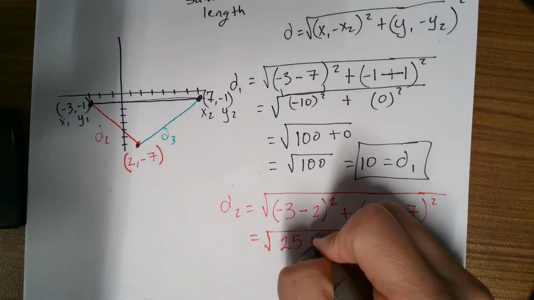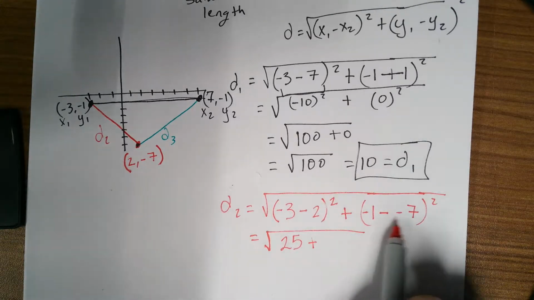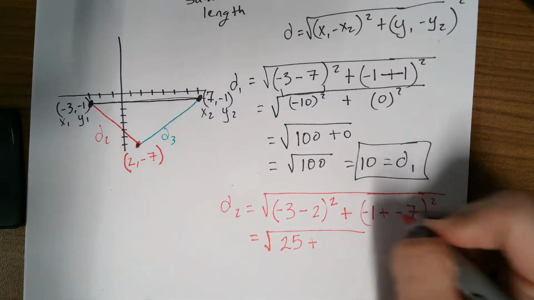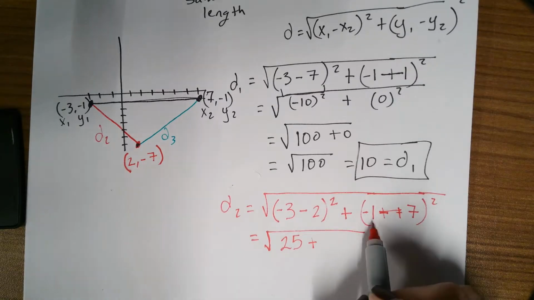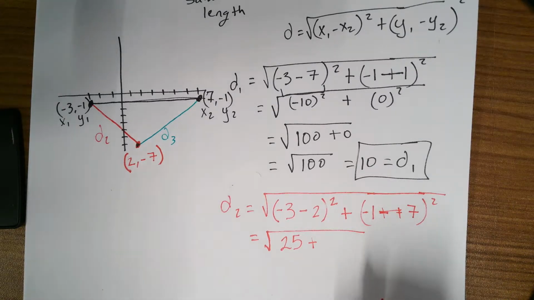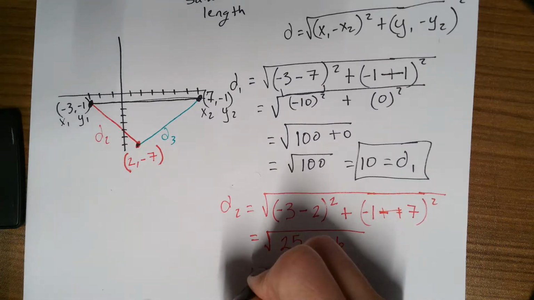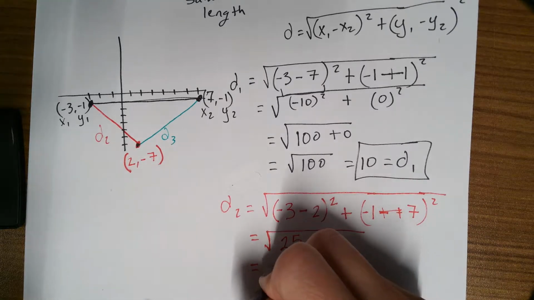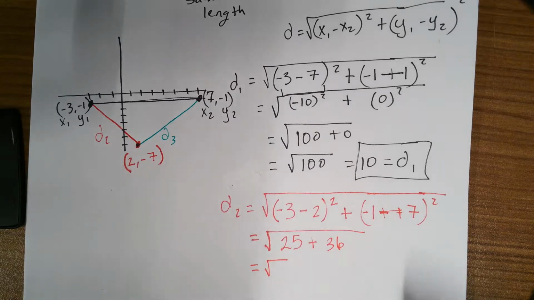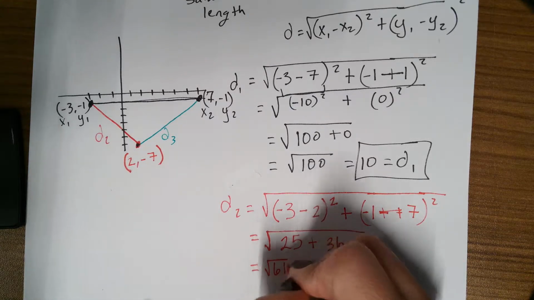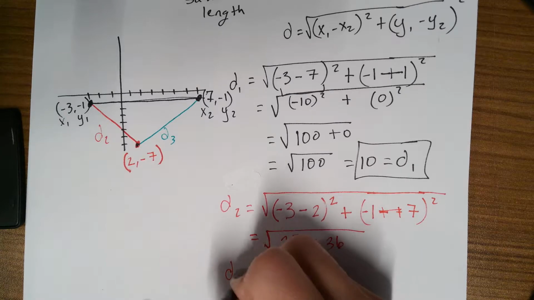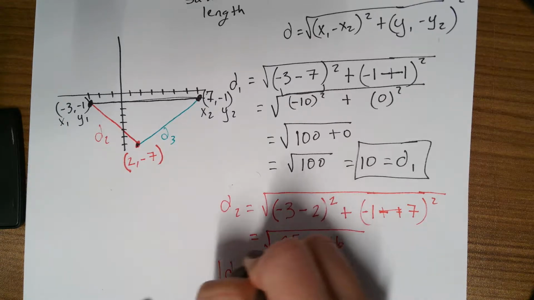-5 squared is 25 plus. Here we have that double negative again, so I have a positive. -1 plus 7 gives me positive 6, and 6 squared is 36. So this is the square root of 25 plus 36, which gives me the square root of 61. So D2 is the square root of 61.